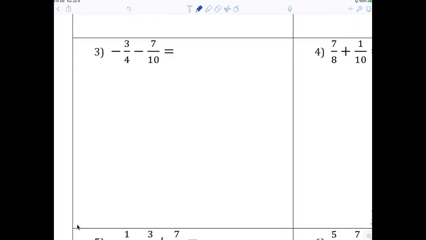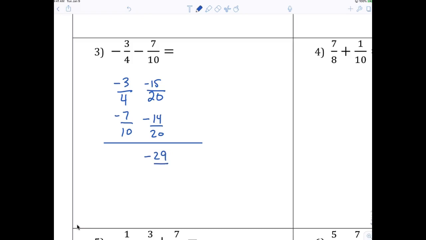Number 3. Again, negative 3/4 minus 7/10. To me, the common denominator is 20. So negative 3/4 is the same as negative 15/20. Negative 7/10 is the same as negative 14/20. Anybody have any questions so far? And then the final answer is going to be negative 29 over 20. Negative 29 over 20. All right? Everybody happy on that?